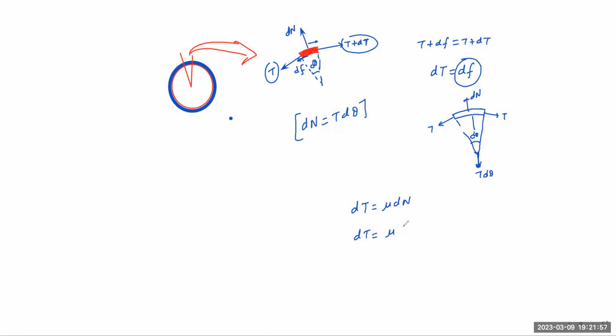So dT by T is mu d theta, and therefore this is very interesting. If on the lesser side it is T naught, and on the other side it is T, so the T becomes T naught e power mu theta.